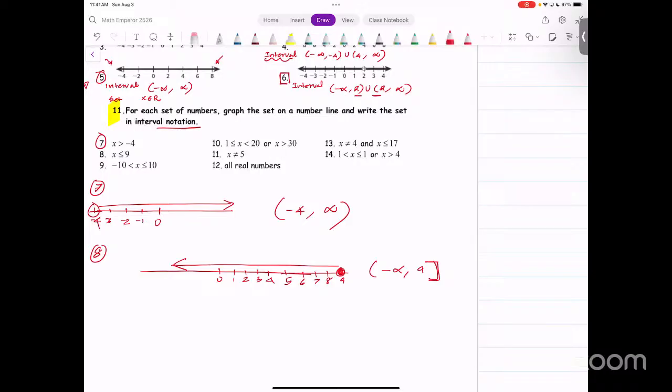Now, certain things are not quite easy to just think about. So going back to x is not equal to 5.